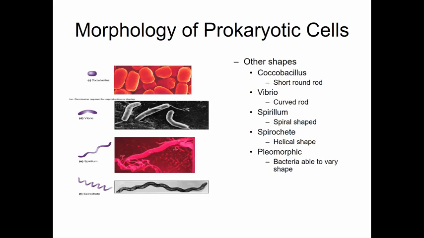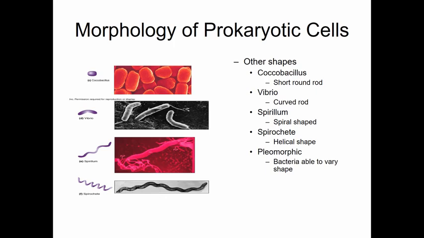Vibrio. Vibrio is actually a curved rod. Keep in mind that it depends on the plane that you're viewing it in. So if you're looking through the microscope and the curve is headed towards the slide or something, it's not going to look curved to you. It's got to be sideways in order for you to actually see it. But Vibrio shape is a curved shape.